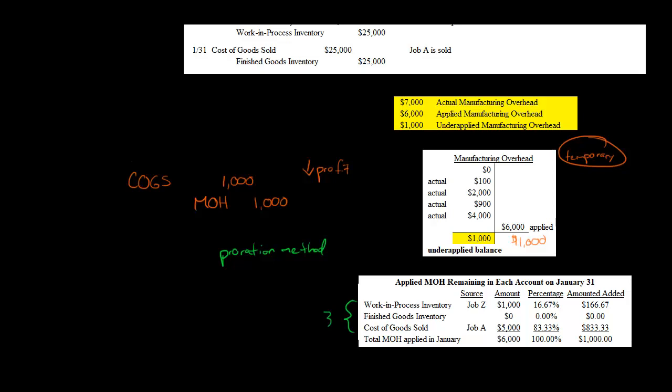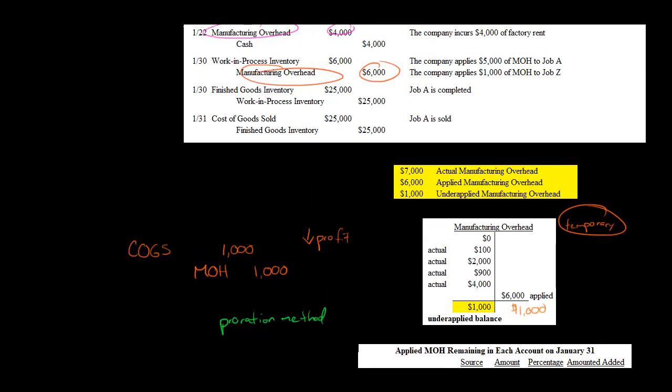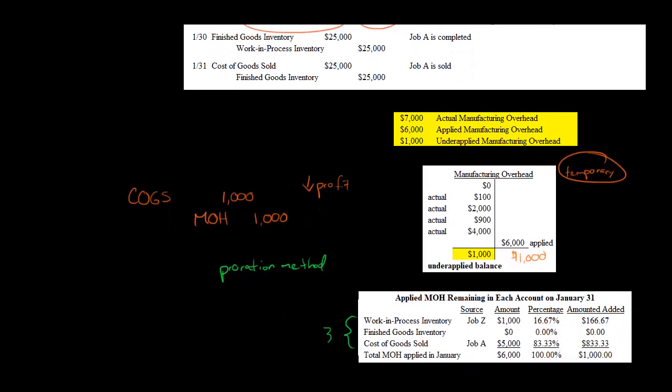We're going to look at those three, and we're going to say, okay, how much manufacturing overhead did we actually apply during the period? Well, we applied $6,000. And of that $6,000 that we applied, what happened to it? Well, if you go back to our case facts, you see that $5,000 went to job A, but then job A was completed and sold. So $5,000 of that $6,000 applied overhead ended up in cost of goods sold.